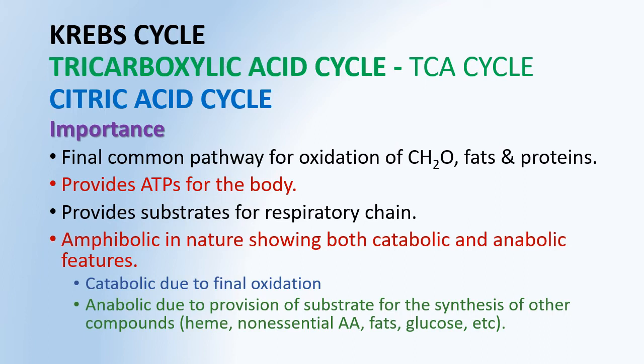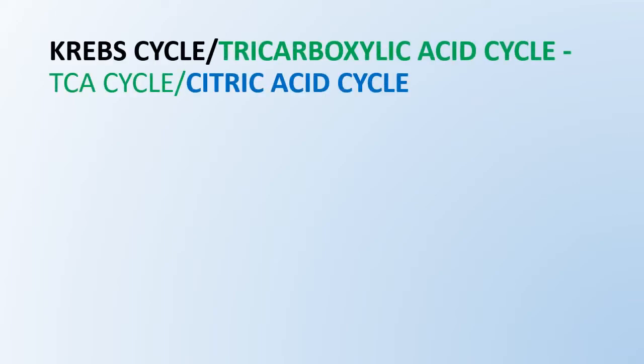Whereas the TCA cycle also provides substrate for the synthesis of non-essential amino acids, glucose, fat and heme. Due to this reason, it is also known as anabolic in nature. Here is a little more explanation about this anabolic role. Citrate is used for the synthesis of fatty acids.